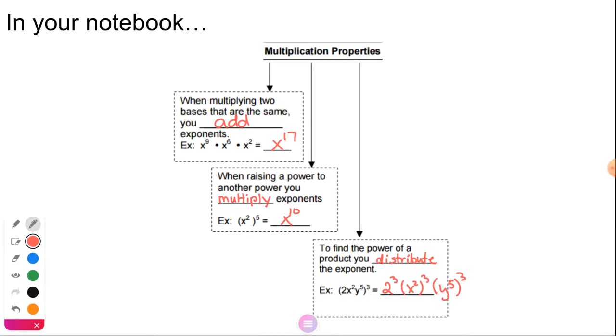So 2 cubed is 8. X squared cubed, we go back to the last one we just did, we're going to multiply. So we have 3 groups of 2, so we have a total of 2 times 3 is 6 x's. And then y's, we have y to the 5th raised to the 3rd power. 3 times 5 is 15. Okay? And then that would be the final result of that.